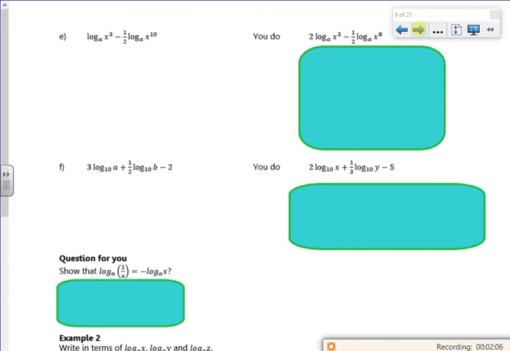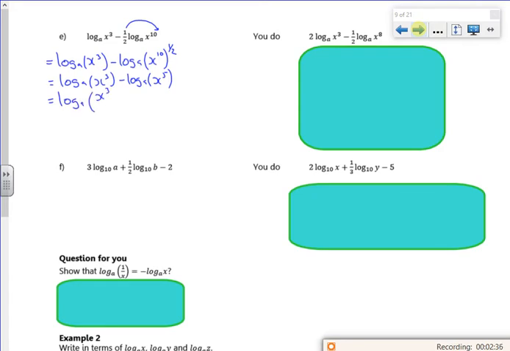Let's take that half up there. So I've got log to base a of x cubed minus log to base a of x to the power 10 to the power half. So I've got log to base a of x cubed minus log to base a of x to the 5. The minus means that when I combine them, I divide. So I've got log to base a of 1 over x squared, which I could write if I wanted to, that's x to the power minus 2.